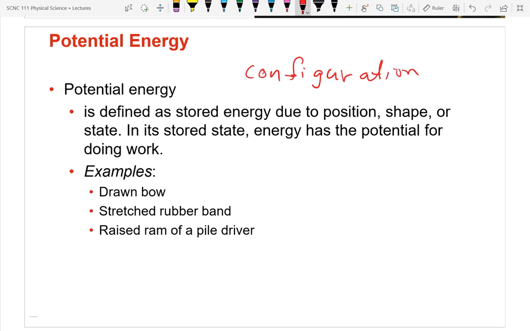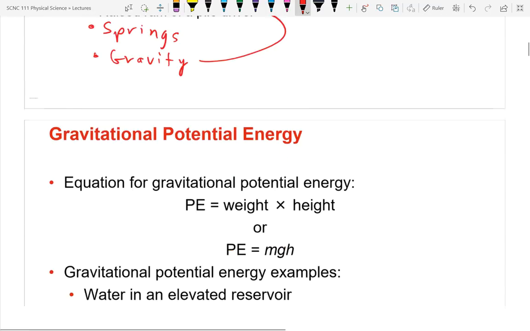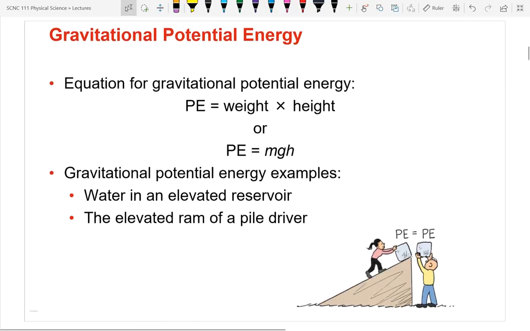So these are all examples of items that will store potential energy. I'm adding the gravity here because we'd already done that one. That pile driver is an example of gravity. So for gravity, the potential energy is mgh. We've already talked about this.